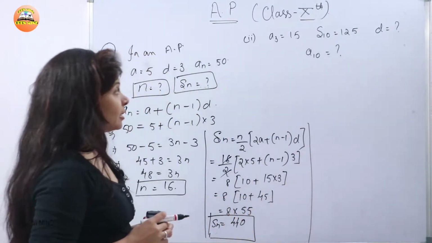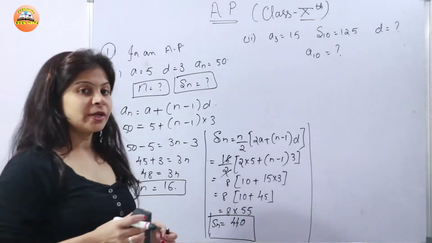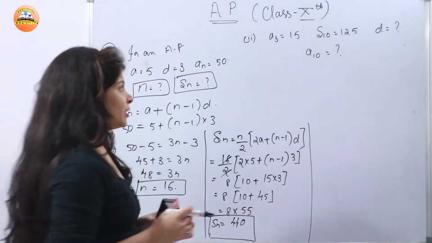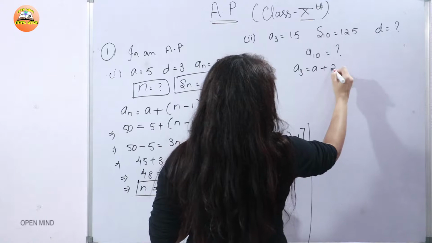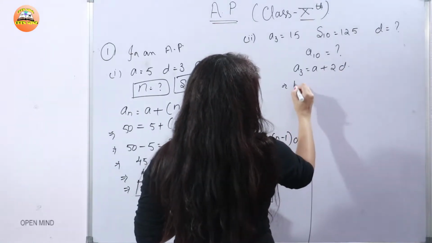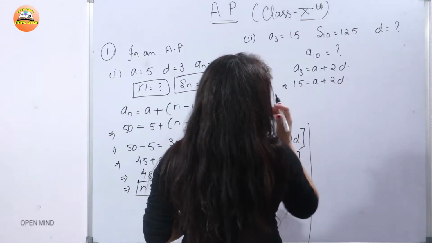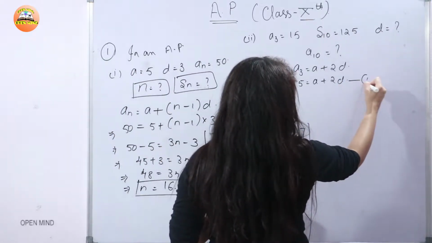A3 is 15, S10 is 125, the value of D we need to find out, and the value of A10 also we need to find out. Now we know what A3 is. A3 is A plus 2D. So we know 15 is equal to A plus 2D. So we don't know the value of A. Now what is S10? Mark it as 1.